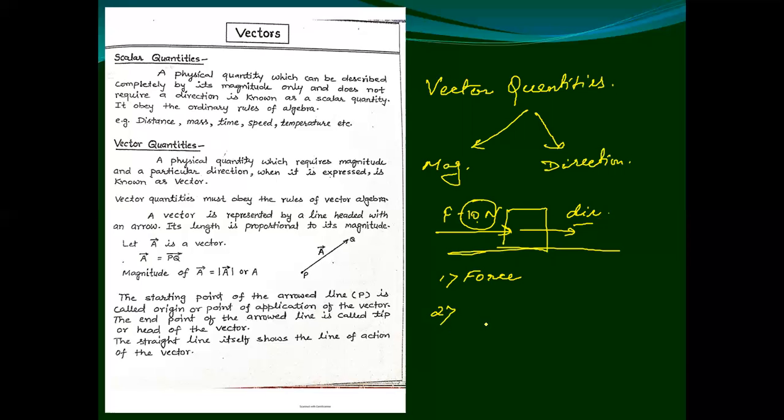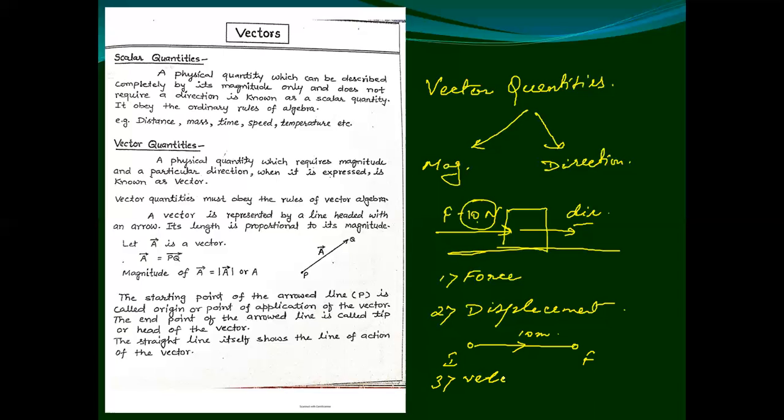When I take displacement, I say displacement is a vector quantity. Displacement is the shortest distance between the initial, I for initial, and the F for the final, and it is directed from the initial. Say the displacement is 10 meter. It has a magnitude as well as direction, so I will call it a vector quantity. Third, velocity is also a vector quantity. Any problem?